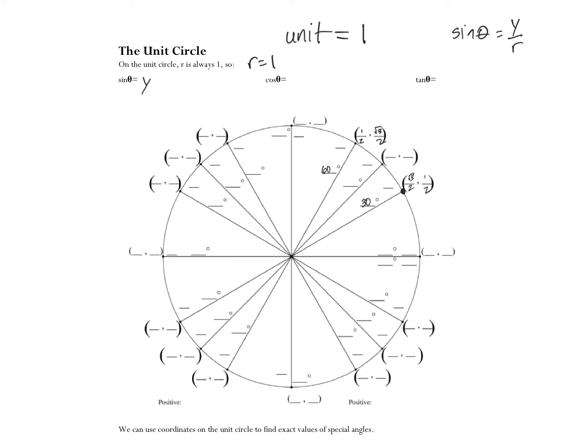So if I asked you guys, hey, what is the sine of 60 degrees? If I go to 60 degrees, what's my y-coordinate? Square root 3 over 2. Done. The sine of 60 is square root 3 over 2.